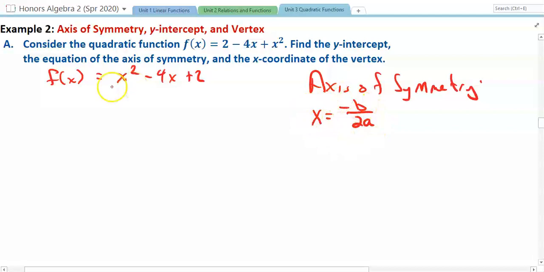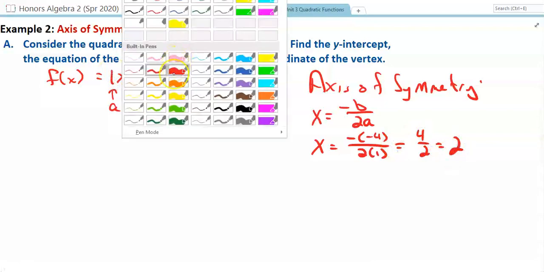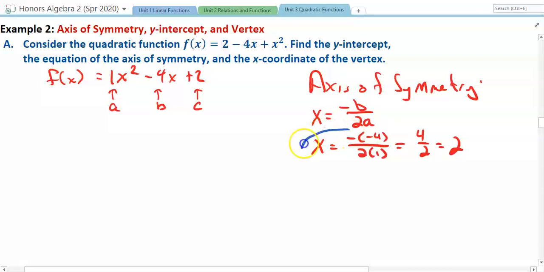So for this problem, remember that your a is in front of the x squared, your b is in front of the x, and your c is the constant, right? And so I'm going to get that x is equal to the opposite of negative 4 all over 2 times 1, because the number in front of this is a 1. And so we're going to get 4 over 2, which is 2. And so that's our axis of symmetry. We've found it. X equals 2, axis of symmetry.